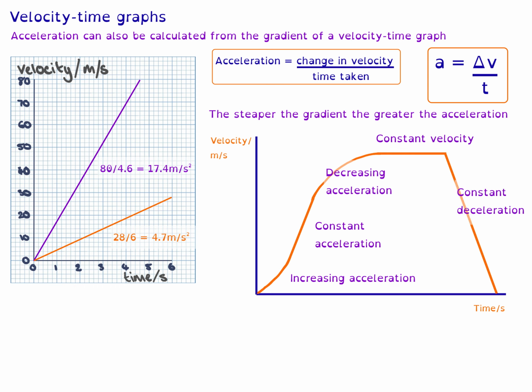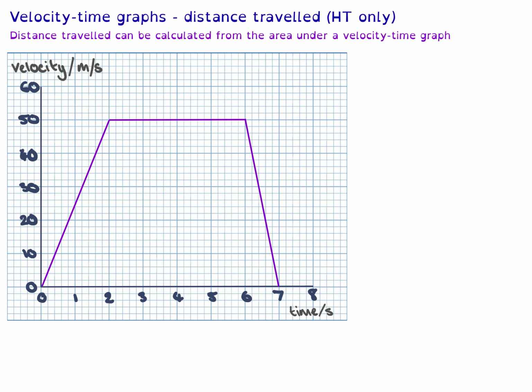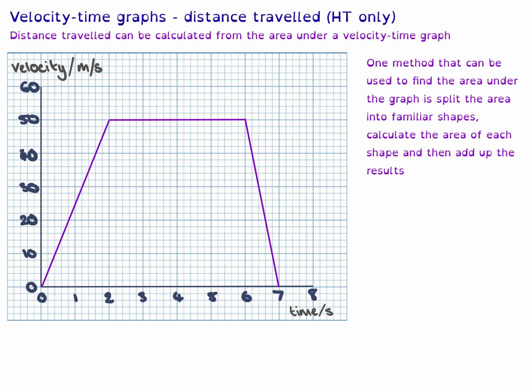In an exam, please remember to check: is it a velocity time graph or a distance time graph? Don't let that catch you out in your answer. Distance travelled can be calculated from the area under a velocity time graph. One method to do this is to split the area into familiar shapes, calculate the area of each shape, and then add up the results.